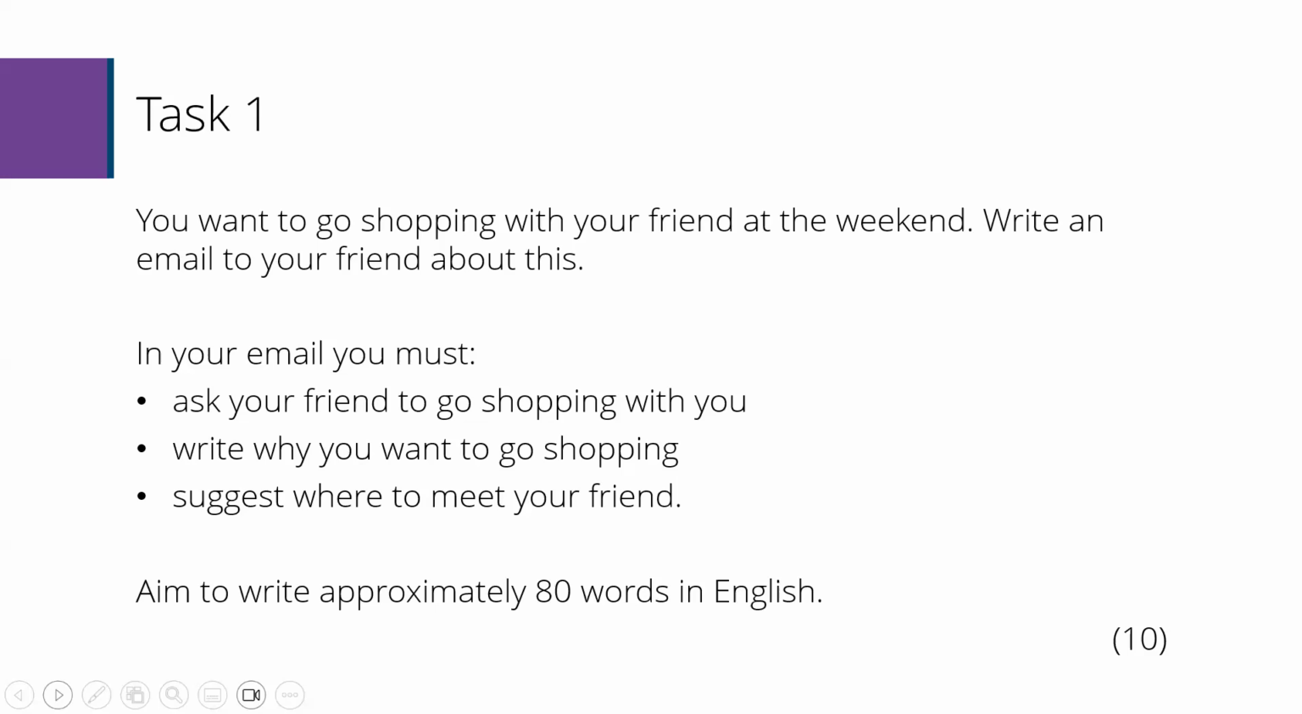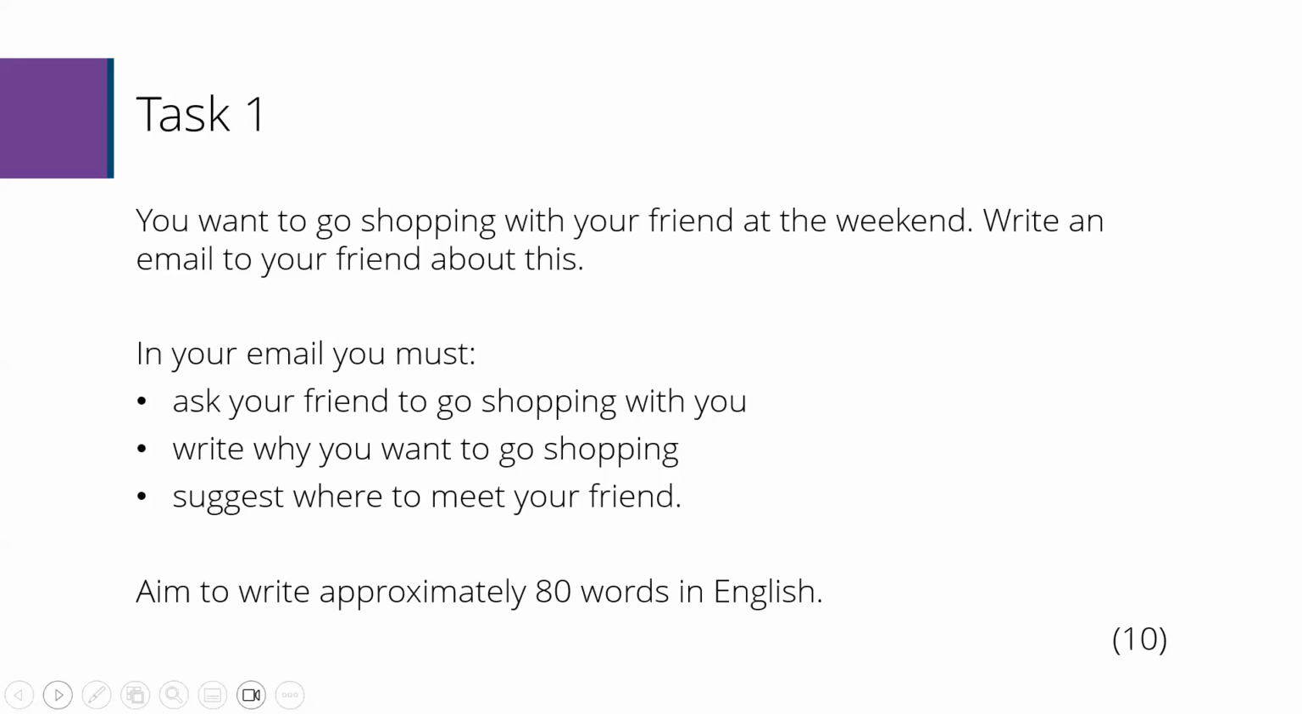Okay, so we can keep it nice and simple. Write why you want to go shopping. I want to go shopping because I need to buy some new clothes for a party at the weekend. And that's it. That's all you need to do. Okay, so keep it nice and simple there.